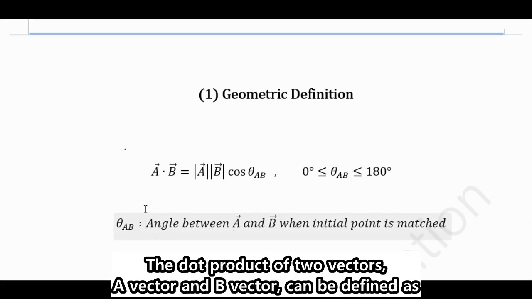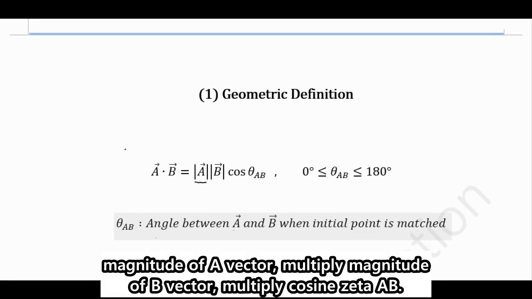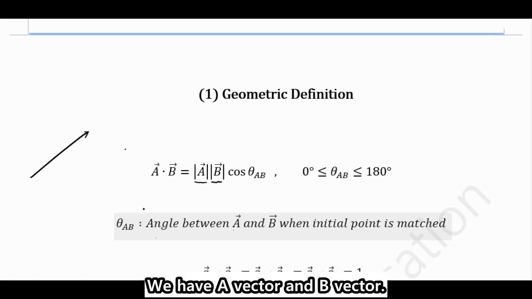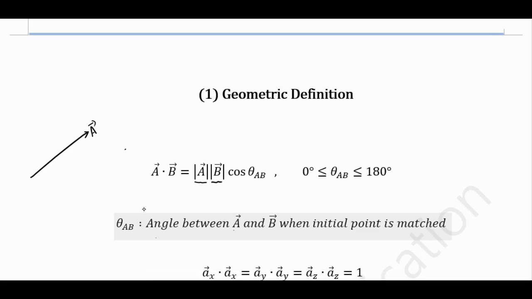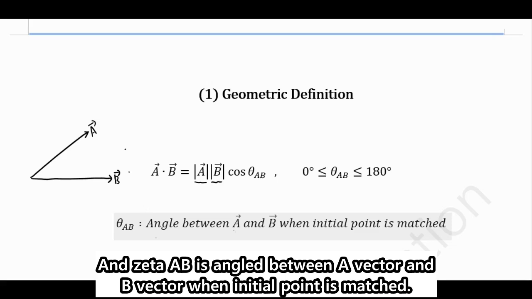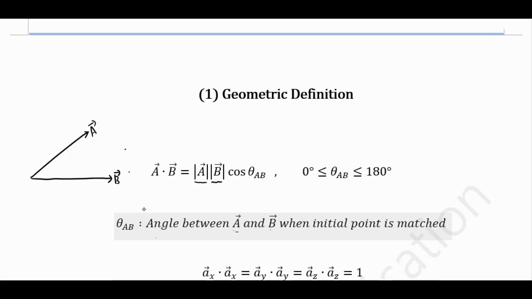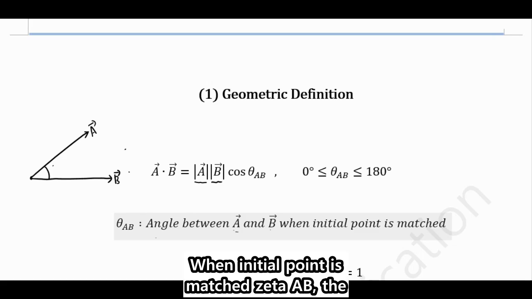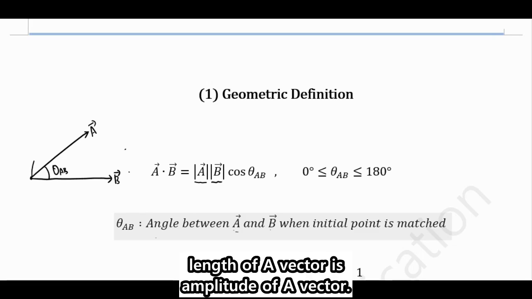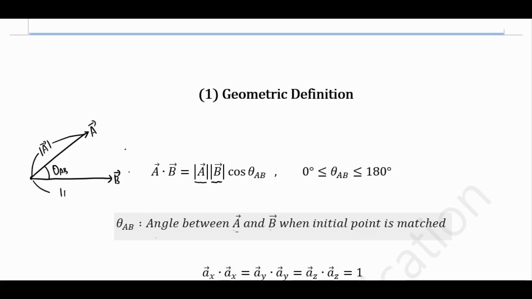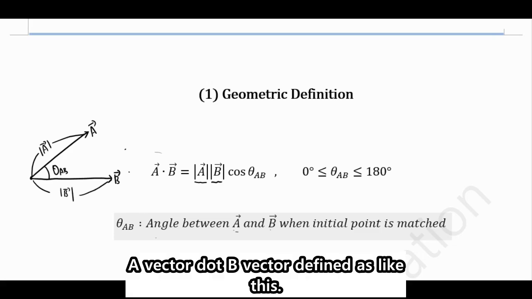The dot product of two vectors, A vector and B vector, can be defined as the magnitude of A vector multiplied by the magnitude of B vector multiplied by cosine theta AB. We have A vector and B vector, and theta AB is the angle between A vector and B vector when the initial point is matched. The length of A vector is the amplitude of A vector. This is the amplitude of B vector. A vector dot B vector is defined like this.